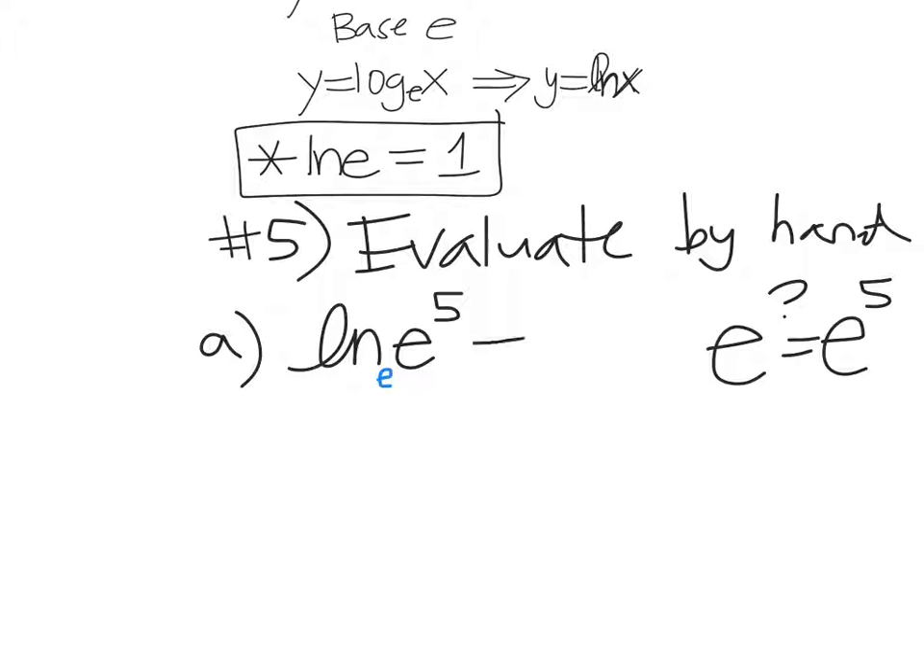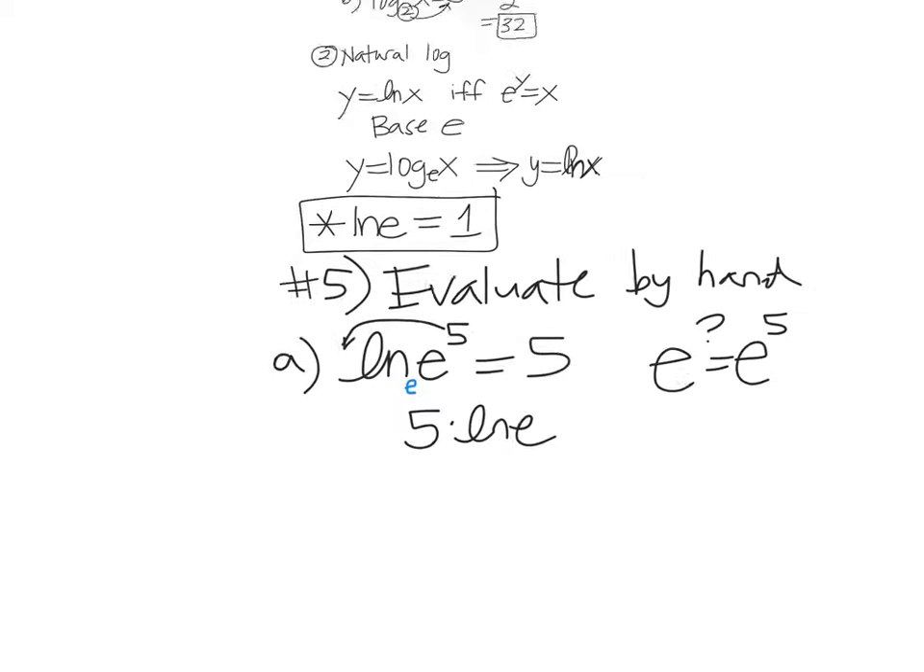5. Did anyone do this by thinking of the properties that you learned last year? Remember the property that says you can take that and move it down? We learned that last year, and we're going to do that again on Tuesday. So if you did it that way, you got 5 times ln e, which is 5 times 1, which is also 5. So that's the other way to do it.